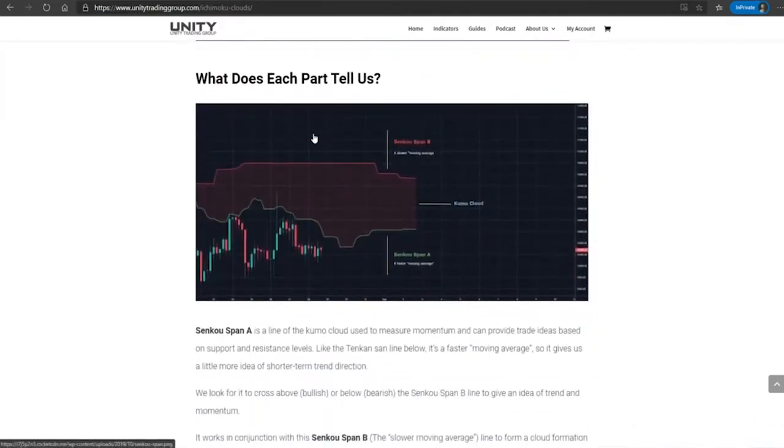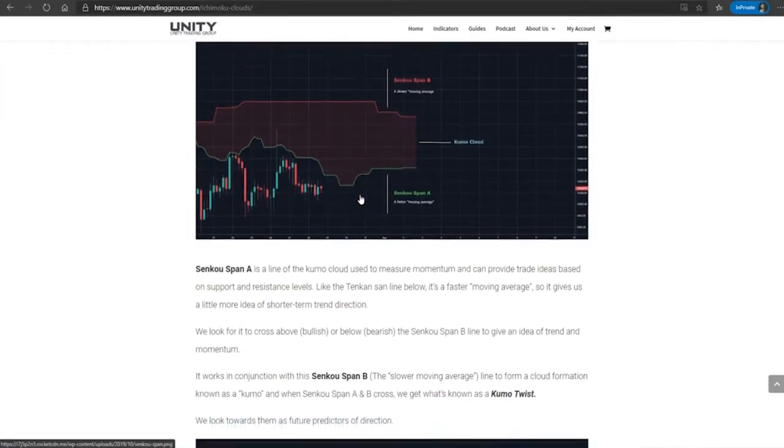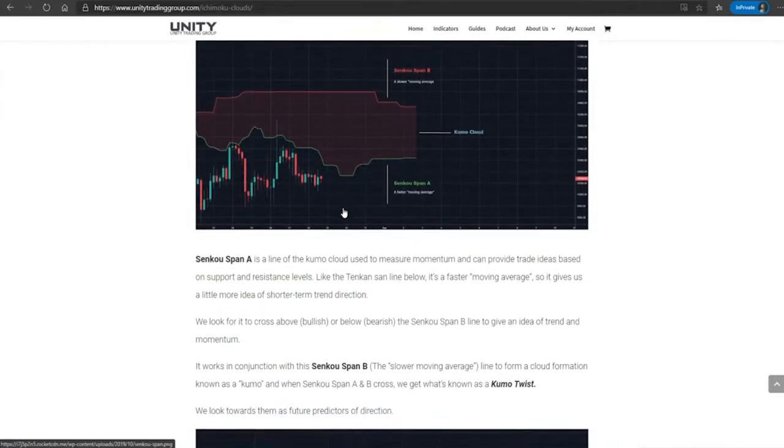So what does each part tell us? Well, the Senkou span A, depending on whether we're bullish or bearish or which way the cloud is twisted, is used to measure momentum and can provide trade ideas based on support and resistance levels. Like the Tenkan San below, it's a fast moving average, so it gives us a little bit more idea of shorter term direction.